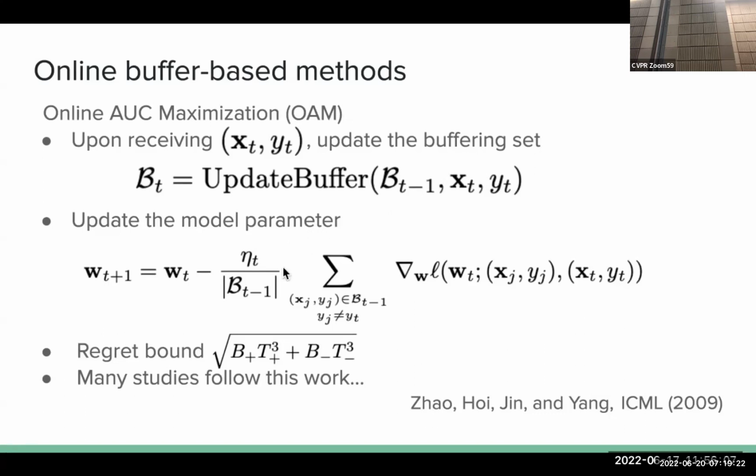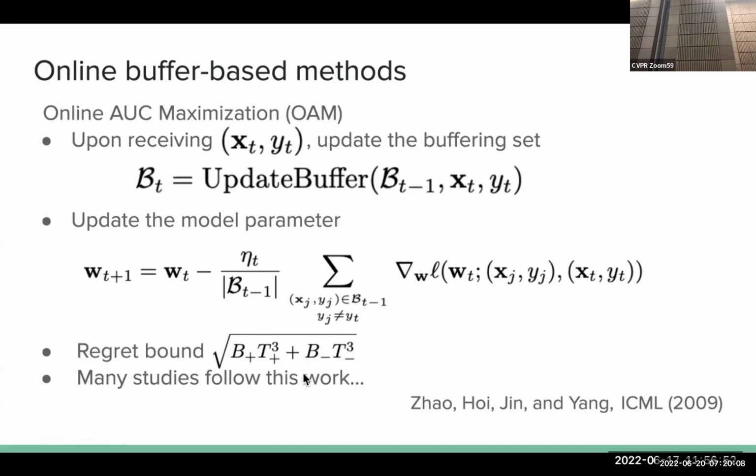And how do you do that? You pair x_t and y_t with the previous examples, not all previous examples, but the examples from the buffer set at time t-1. Then you compute the gradient information and do gradient descent here. And the regret bound is very nicely established in terms of these formulations. B plus is the number of positive examples in the buffer set, and capital T plus denotes the number of positive examples received up to time capital T. And likewise for the definition of B minus and capital T minus here.